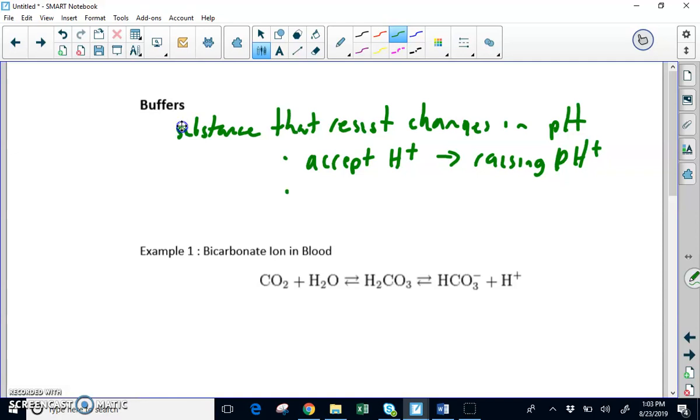Buffers can also release H+. If you're releasing H+, you're adding more H+ to the environment. That's making it more acidic, so you're lowering the pH.